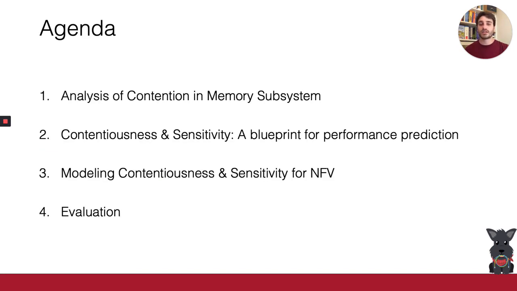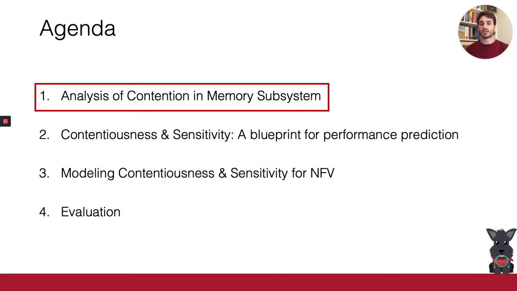Let us now look at the agenda for this talk. First, we will look at how prior work has approached performance prediction in the past, and motivate through an analysis of contention mechanisms why the same insights of prior work no longer apply to today's NFV deployments. We will then revisit the prediction question through the lens of a blueprint for prediction that introduces contentiousness and sensitivity. Finally, we will address all the practical challenges that are associated with porting these concepts to the NFV realm. Let us begin with the first item in the agenda.